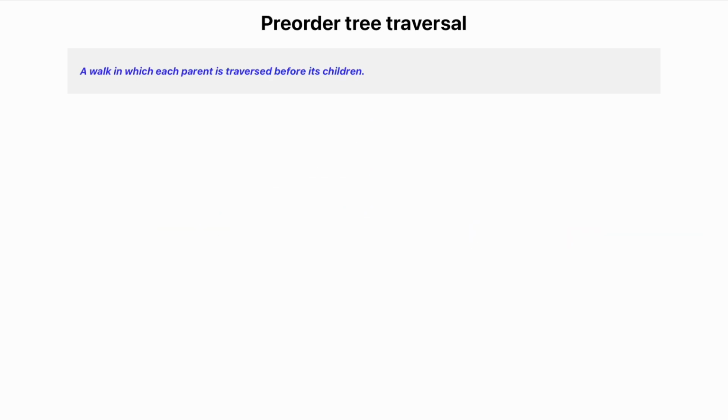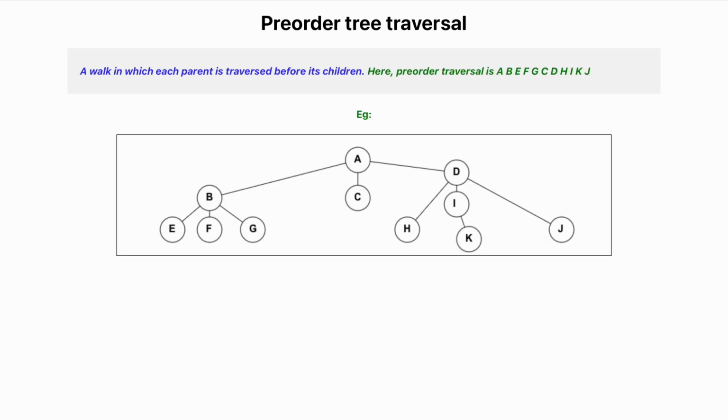Stepping through the nodes of the tree by means of connections is called walking or traversing the tree. Let's see three types of traversals of the tree. A walk in which each parent is traversed before its children is called pre-order traversal. Here, the pre-order traversal is A, B, E, F, G, C, D, H, I, K, J.